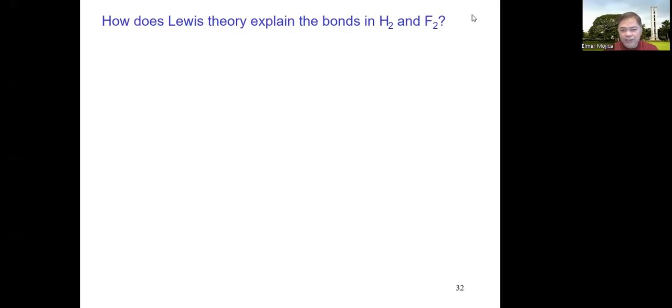Started module two last time. We talked about the Lewis structure, geometry, polarity. So the next thing that we're going to look at is the so-called bonding theories.